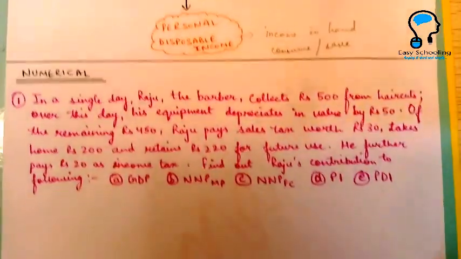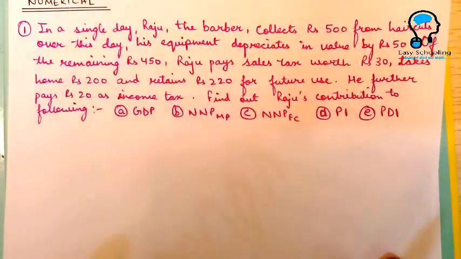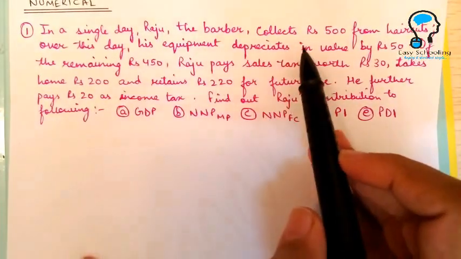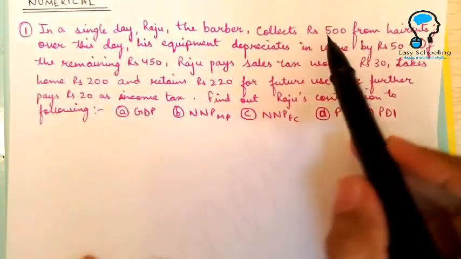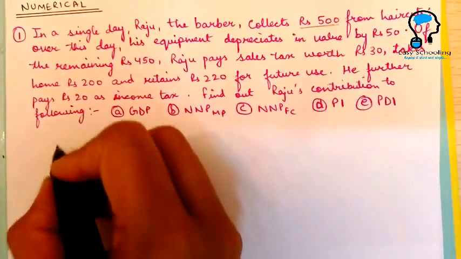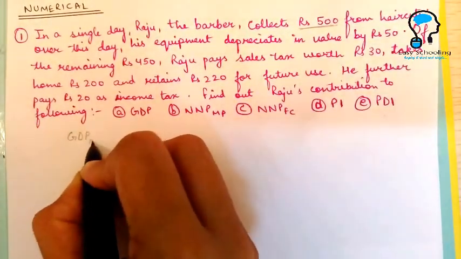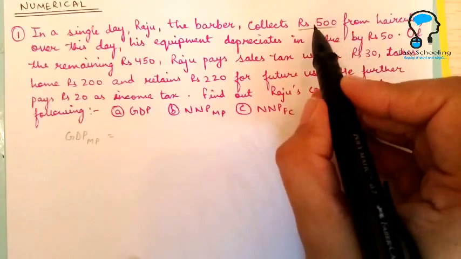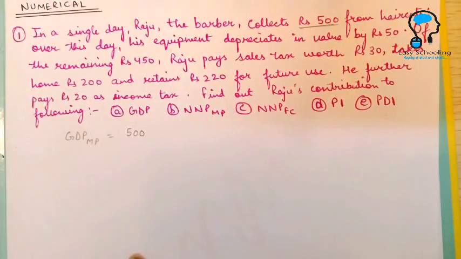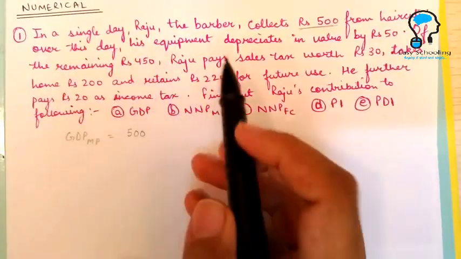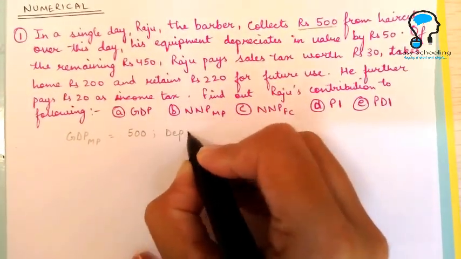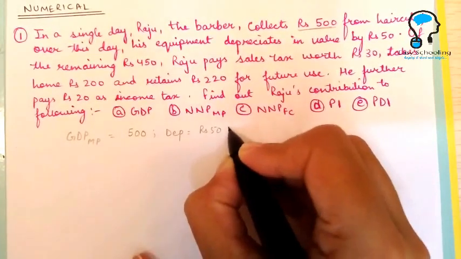Okay, first of all we will write down what all is given to us. See, in a single day, Raju the barber collects rupees 500 from haircuts. His total earning is rupees 500. That means we are given GDP MP. GDP MP is the total money which he is making. So GDP MP is rupees 500. Okay. Over this day, his equipment depreciates in value by rupees 50. Then we are given depreciation, that is rupees 50.